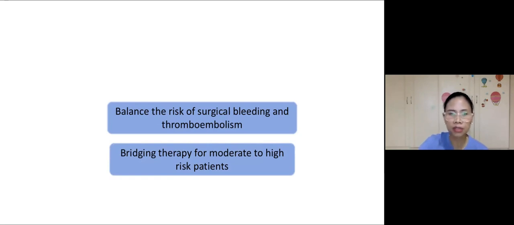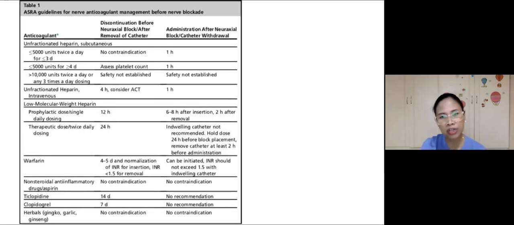This is just one of the tables included in the guidelines. As you see, for example, if the patient is on warfarin, it's recommended that we stop warfarin 4 to 5 days prior to the procedure and request for an INR. The magic number is 1.5. If you have an INR of 1.5 or less, then it is safe to perform a regional anesthetic technique like a neuraxial blockade on our patients.